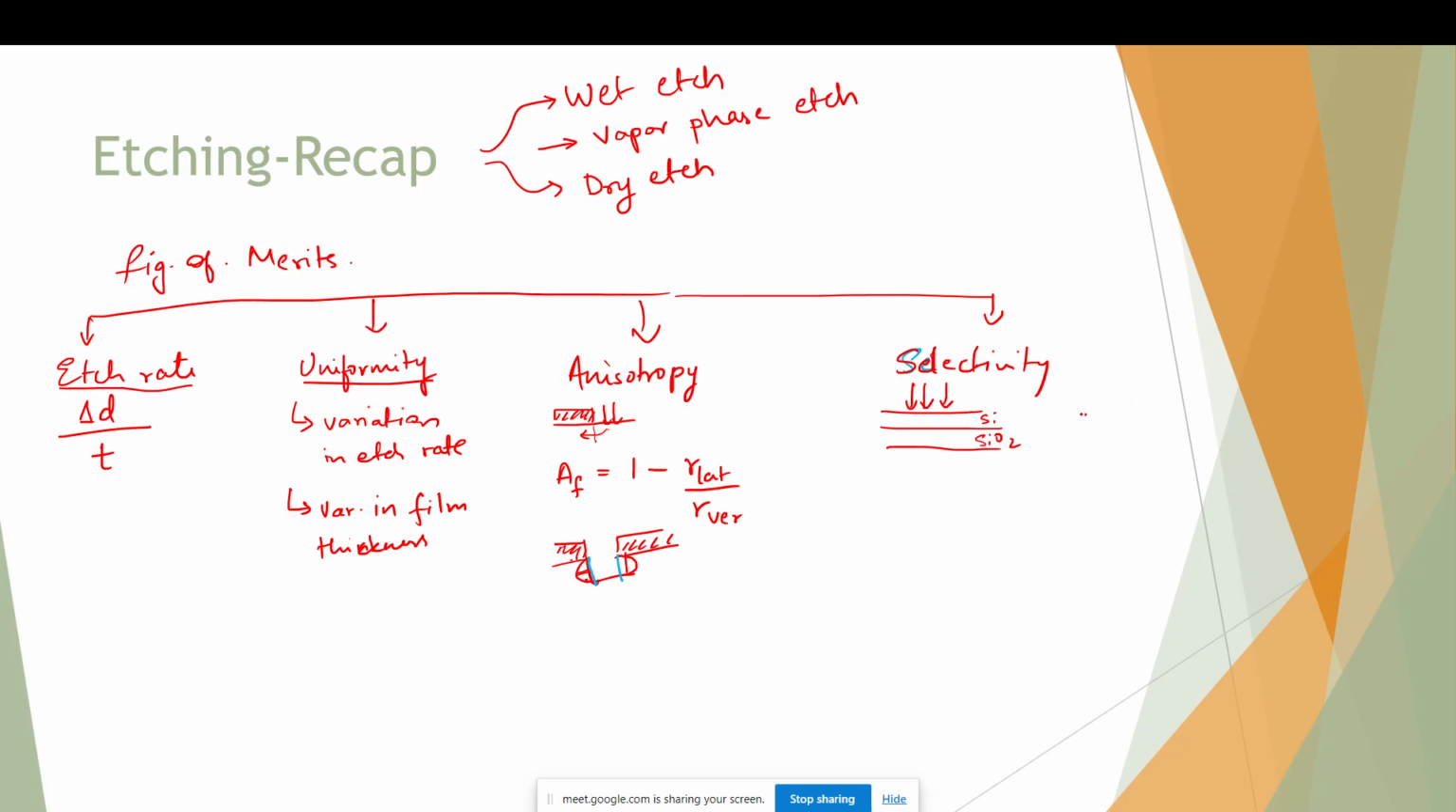The selectivity for A when compared to B is given by rate of etching of A upon rate of etching of B. So in our case it will be rate of etching of silicon upon rate of etching of SiO2. So those are the 4 basic figures of merit.